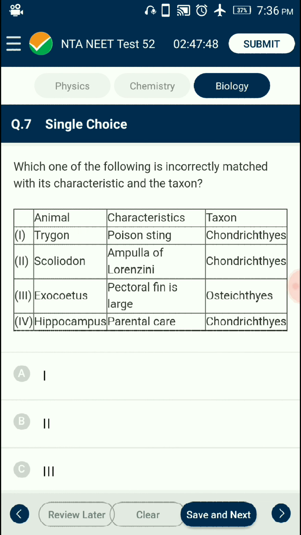Question number 7. Which one of the following is incorrectly matched with the characteristic and the taxon?